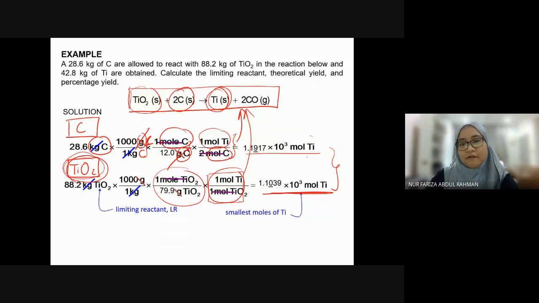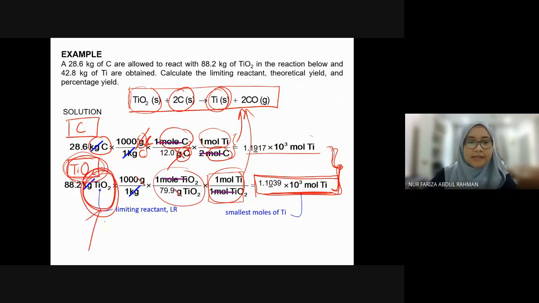This is for carbon. So from here, you need to compare between these two values. Which one is the smallest value? We have this one as the smallest value. Compare, and then determine. So this is the smallest value. Therefore, the limiting reactant for this reaction is titanium oxide.